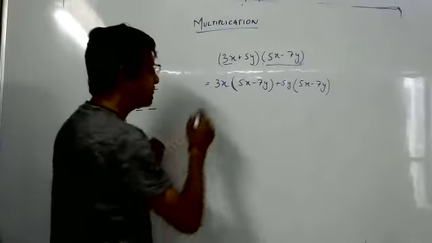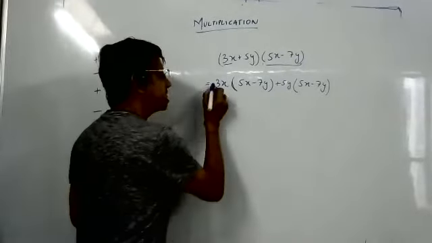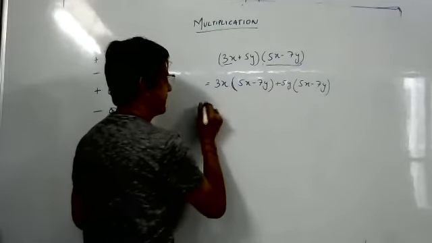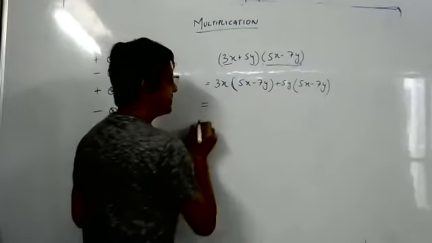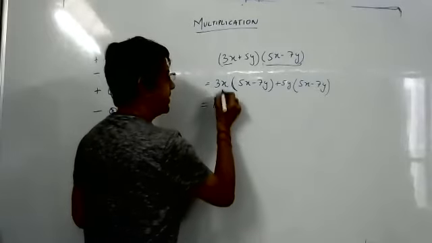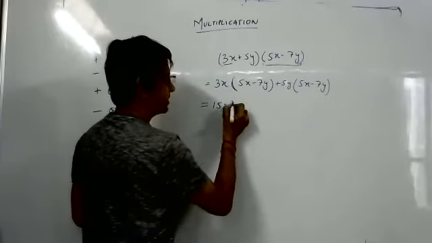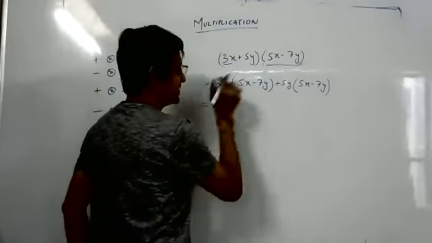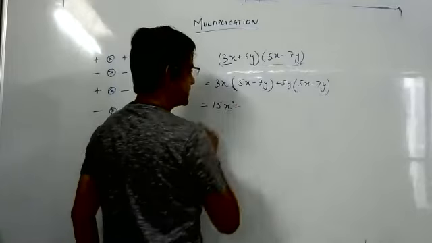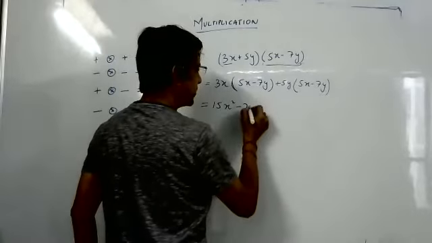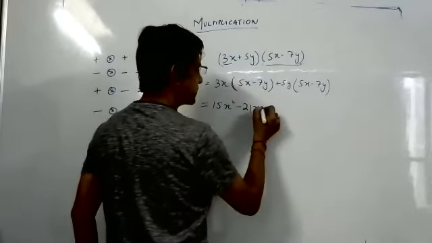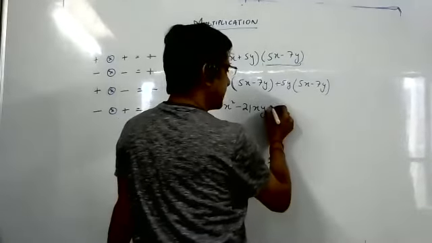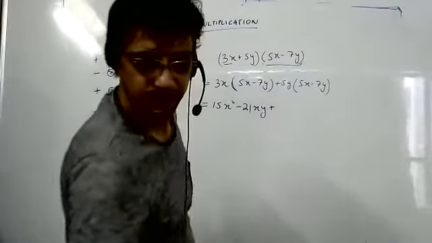Now while multiplying it, what you have to do? First, sign multiplication. Plus into plus, it will be plus. Then 3 into 5, 15. x into x, x square. Now this into this. Plus into minus, minus. 3 into 7, 21. x into y, xy. Plus into plus, plus.